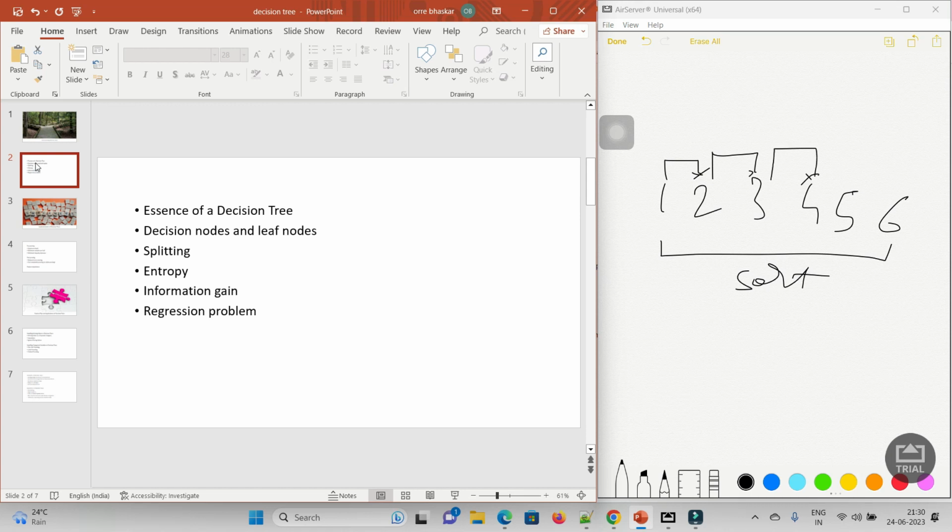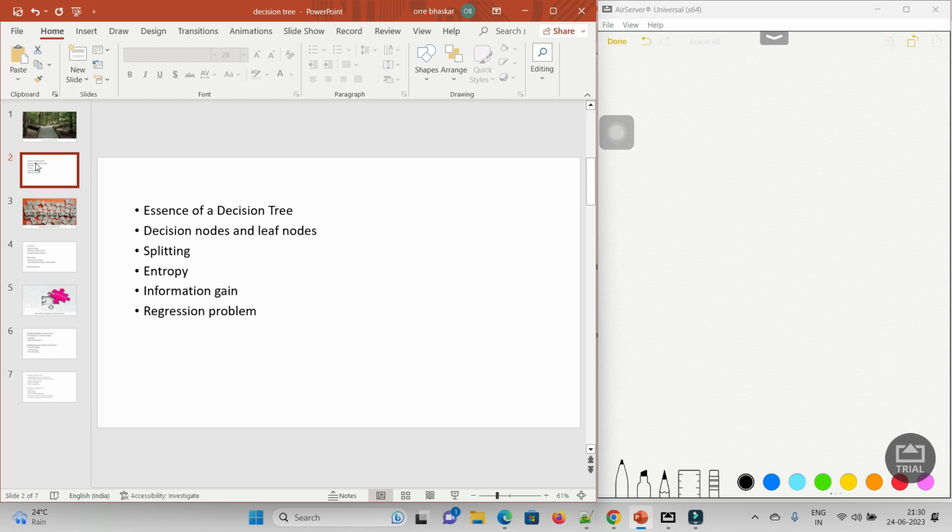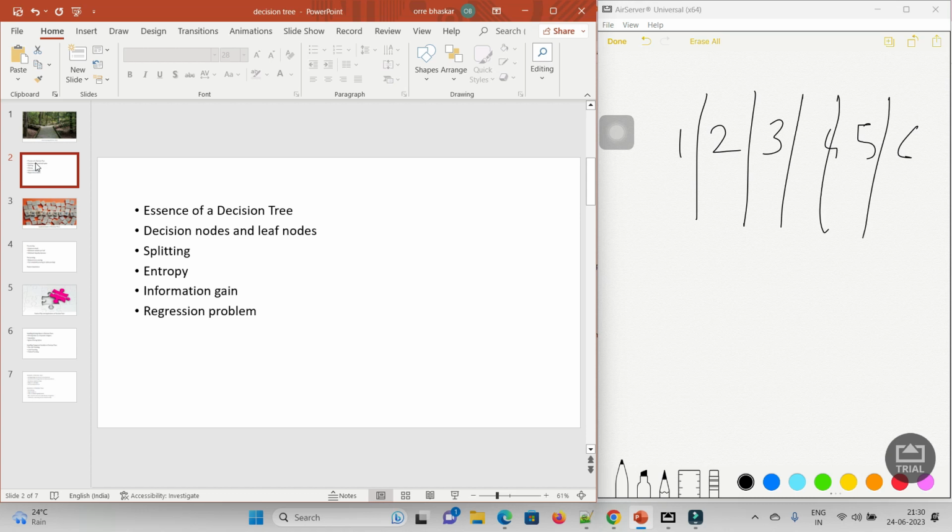That means 1 plus 2 by 2, 2 plus 3 by 2, 3 plus 4 by 2, and so on. So 3 by 2 is 1.5, 2.5, 3.5, 4.5, and so on. This will be our split. So we have 1, 2, 3, 4, 5, 6, and these are our split points.